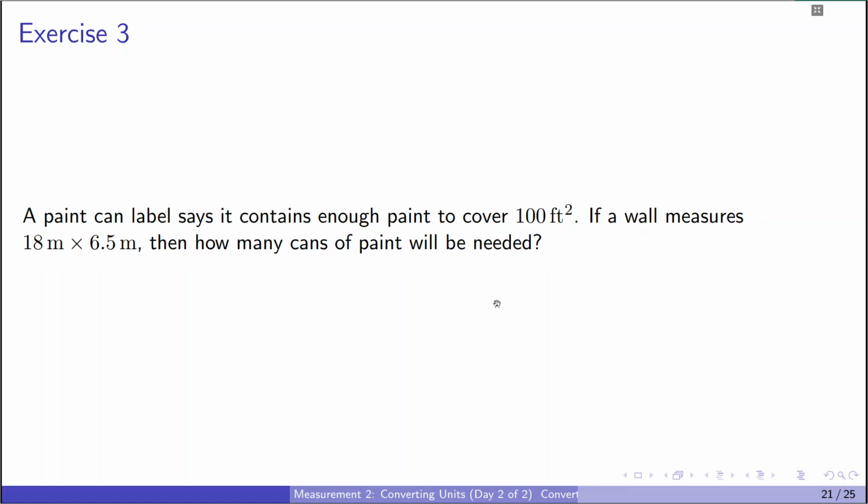Exercise 3. A paint can label says it contains enough paint to cover 100 square feet. If a wall measures 18 meters by 6.5 meters, how many cans of paint will be needed? Assuming that the paint is as thick as the paint maker assumed. So we're going to have to calculate the square meters, turn those into square feet, remembering our conversion between metric and imperial is always 2.54 centimeters is 1 inch. Pause now to finish the job. Take whatever time you need.